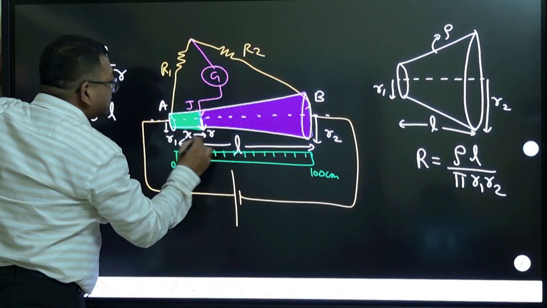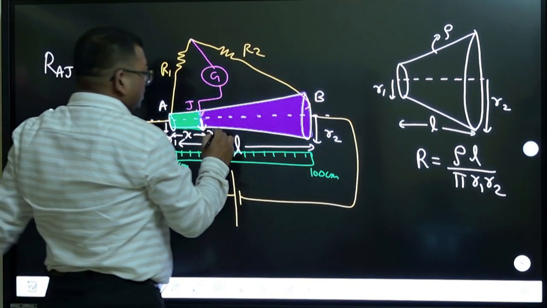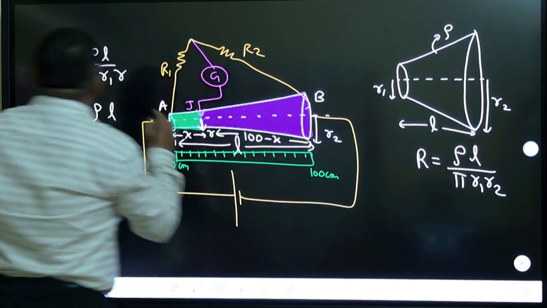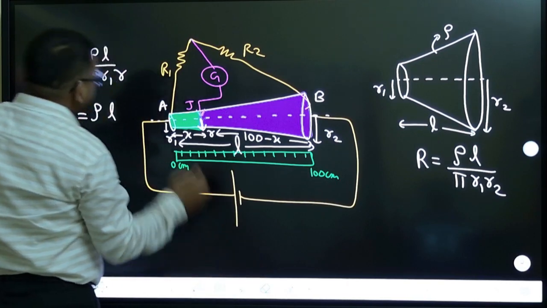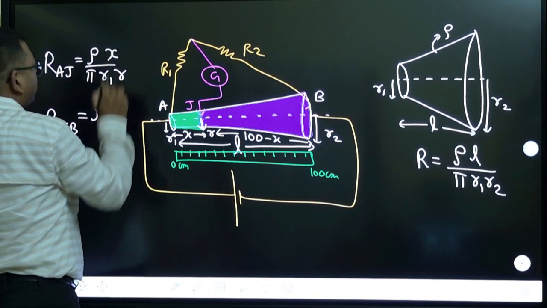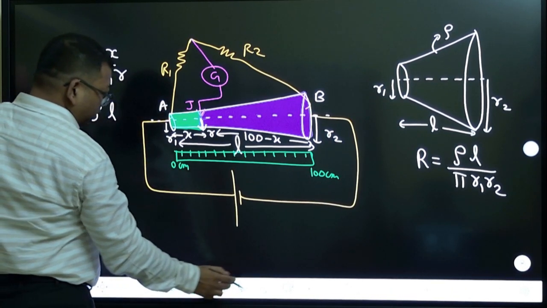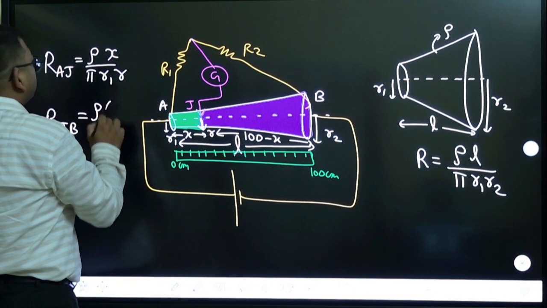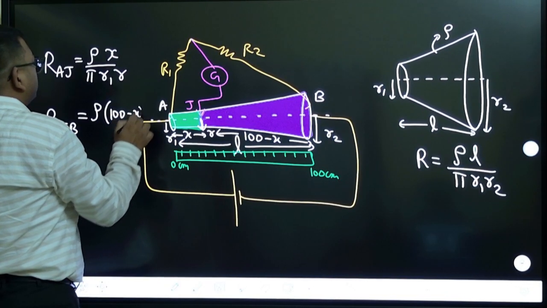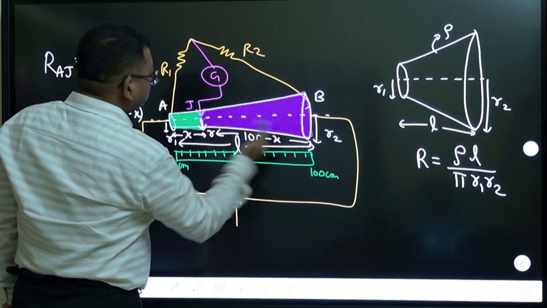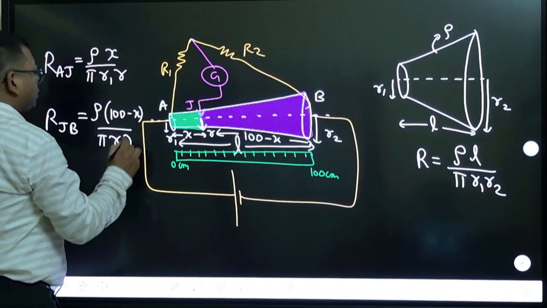This length is x, let us say, and this is 100 minus x. Again the same way, 100 minus x and x. So this length you have to take as x, and here it will again be 100 minus x, and pi times the product of the radii, which is r into R2.